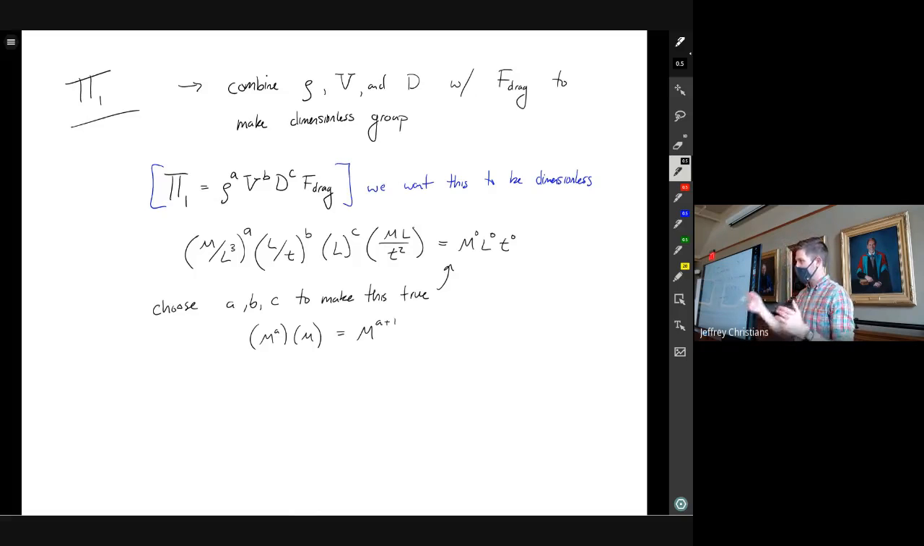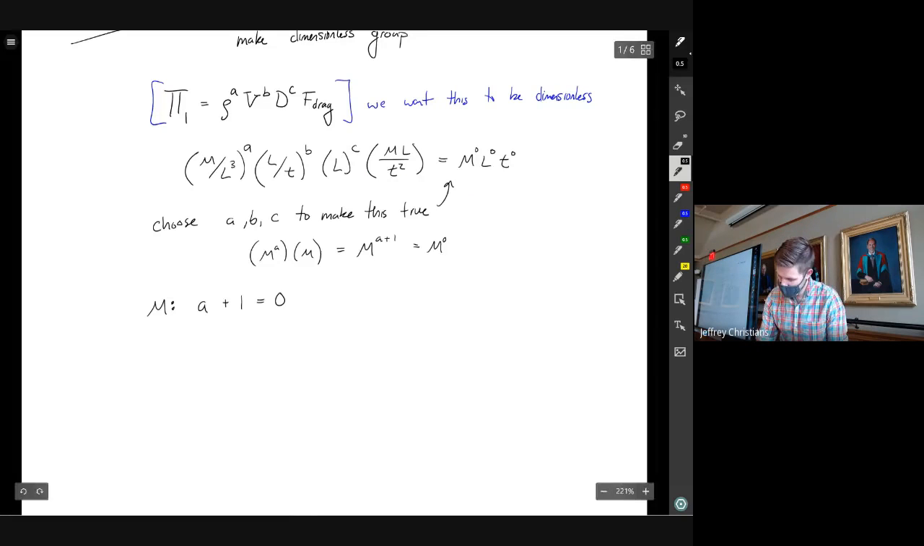So we can make equations that are like this. We want this to equal m to the 0. So we make an equation for m. So a plus 1 must be equal to 0. Right, so we need to choose A so that that's true, because that will cancel out the mass part of F drag. You see how that works?